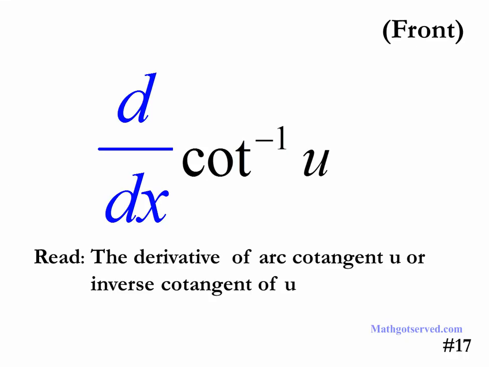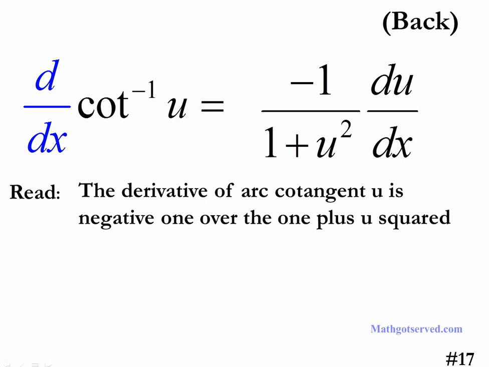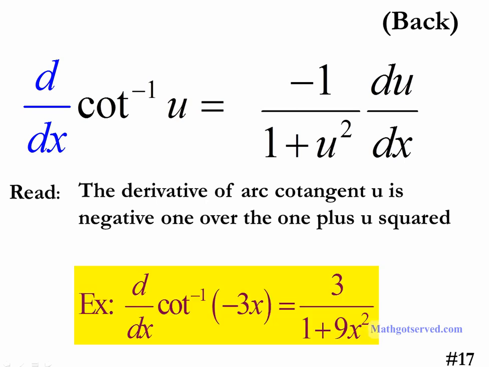Next formula, formula 17. Read: the derivative of the arc cotangent, or the inverse cotangent, of u is negative 1 over 1 plus u squared, du dx. This formula is very similar to that of the inverse tan. The only difference is that this one has a negative. All right, let's take a look at an example.